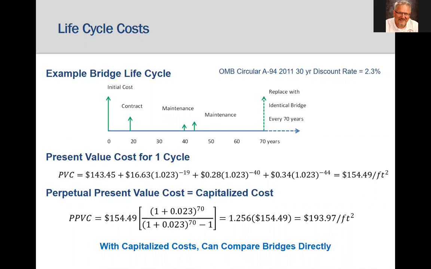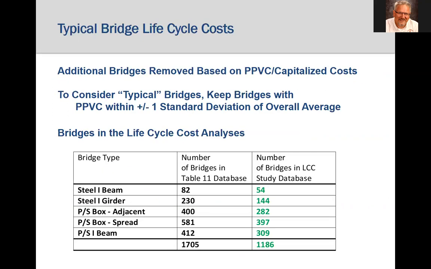If we put all of the bridges into capitalized costs, we can now compare all of the bridges in the database directly. Additional bridges were removed based on the capitalized costs, because again, this study wanted to look at typical bridges. So in the database, the bridges within plus or minus one standard deviation of the overall average were kept as the study bridges. This left almost 1,200 bridges of the 5 different types that were used to study the results.